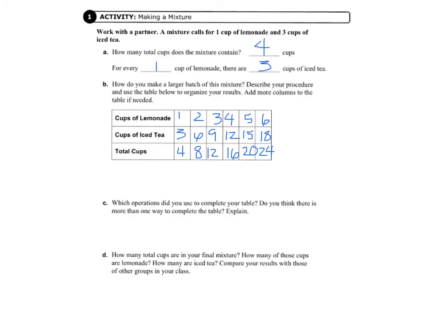And letter C says, which operations did we use to complete our table, and do we think there is more than one way to complete the table? I used multiplication to complete the table, but we could also have used addition because multiplication is repeated addition. So we can write that we could have used addition as well.